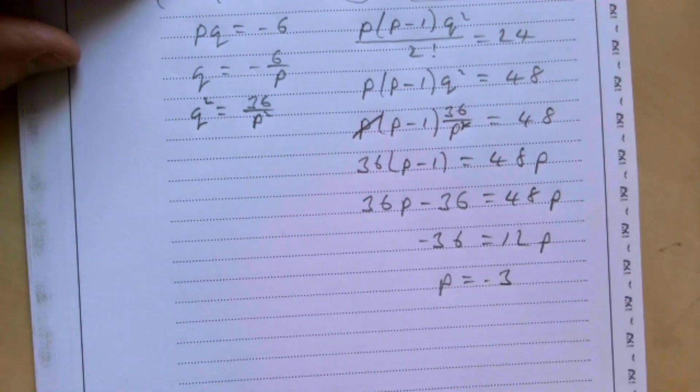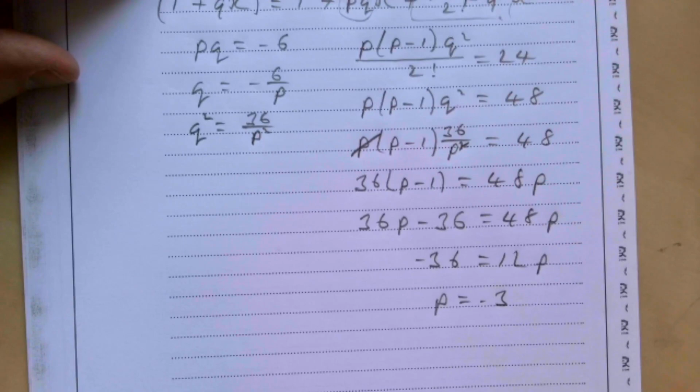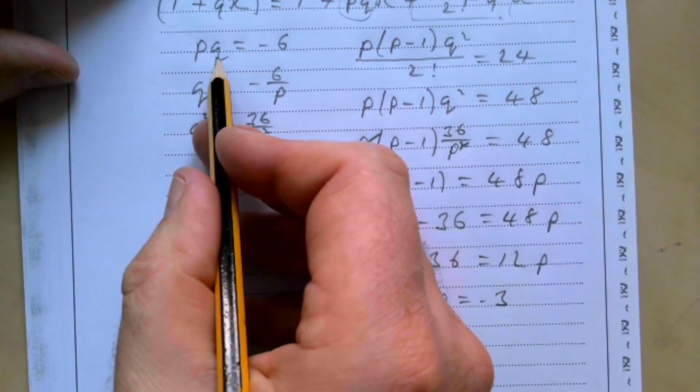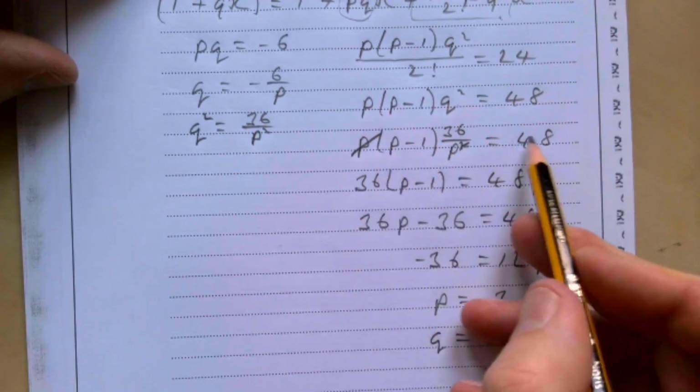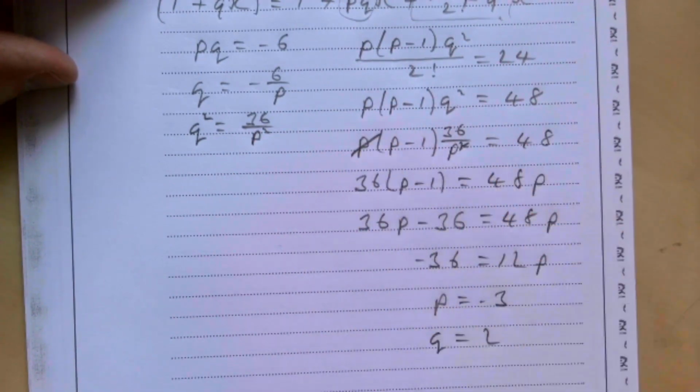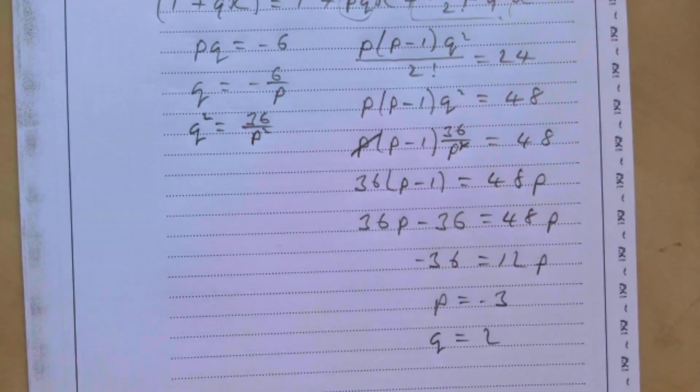Take away 36p from both sides, and minus 36 is 12p, and it gives me a value of p which is minus 3. If I substitute my minus 3 into here, I get a value of q equals 2. So it's a wee bit complicated there. I hope that made sense going from that line to that line, but that's what we have.